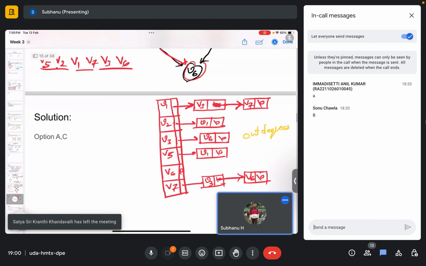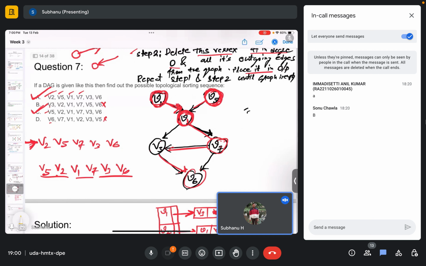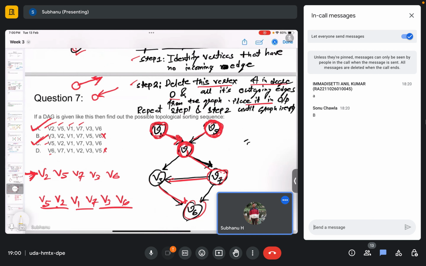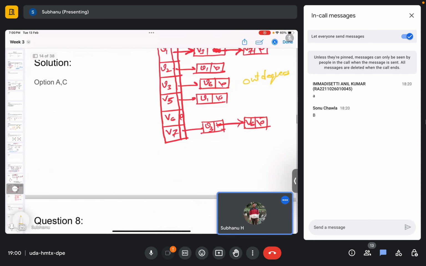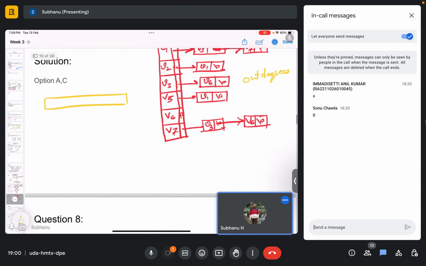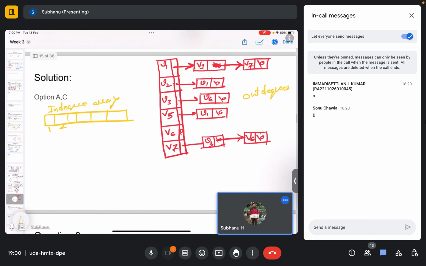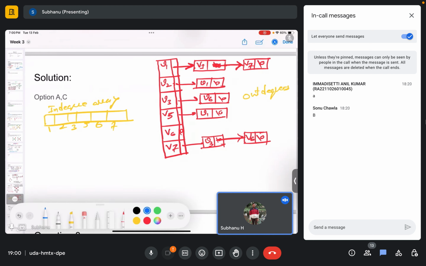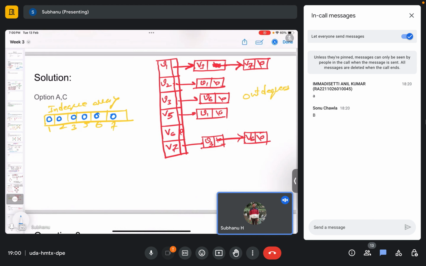As you have found the out degrees, to run your algorithm you also have to find the in degrees. So that's why you have to create another array of in degrees. In your in degree array you have node numbers 1, 2, 3, 5, 6, 7. First all are zeros.